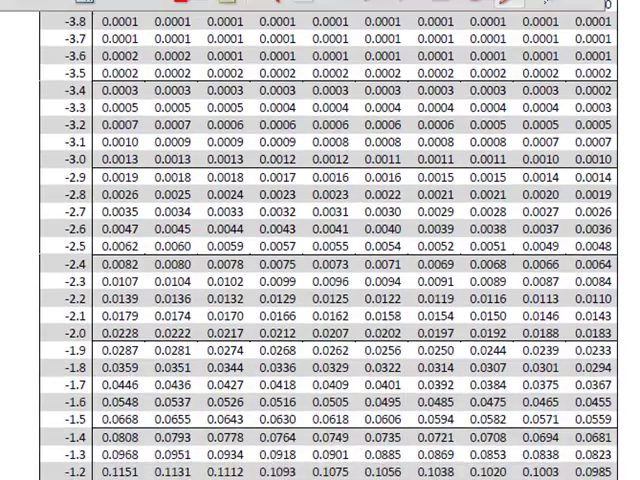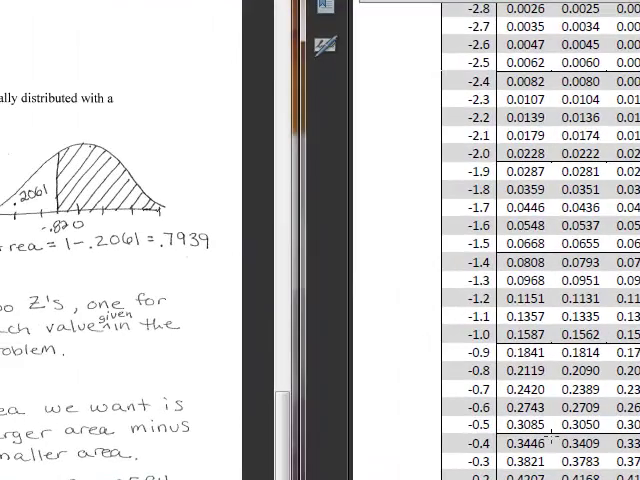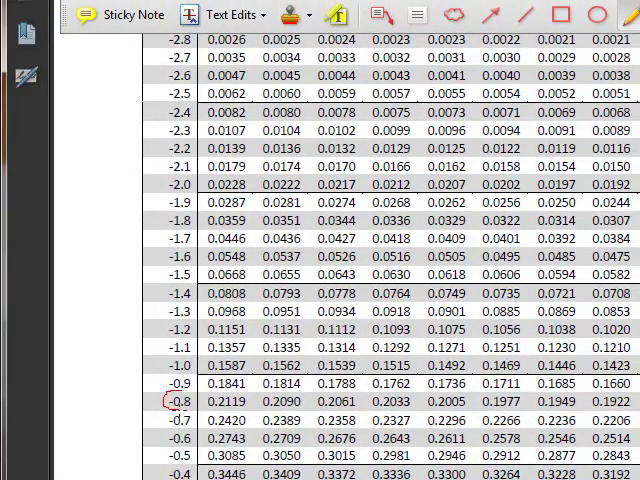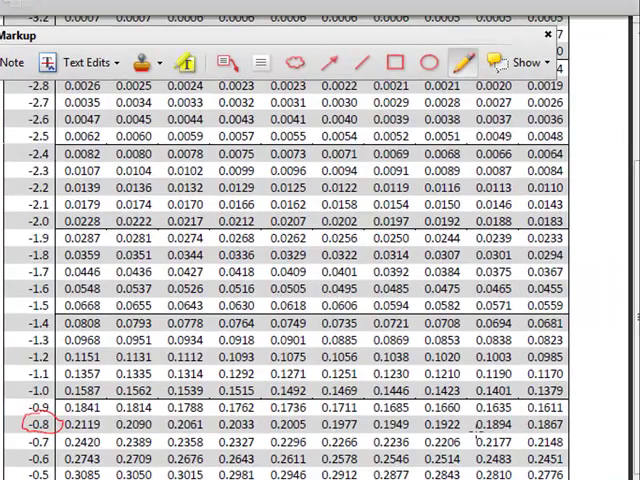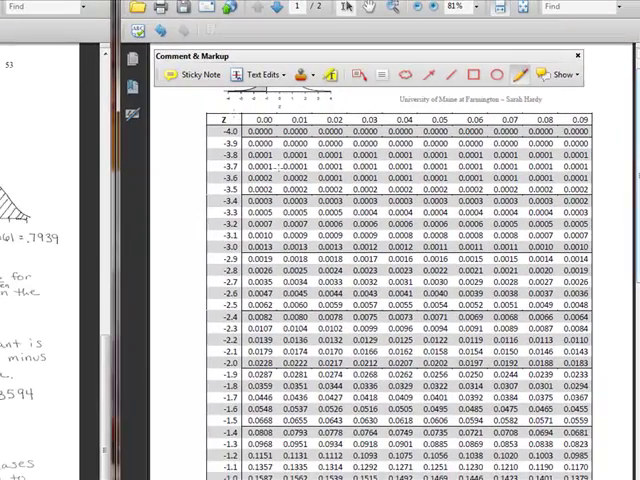First of all, I'm going to go down the side looking for the first decimal place. And remember there's an invisible 0 out in front of that. So I'm here at negative 0.8, and I want to go over to 0.2.